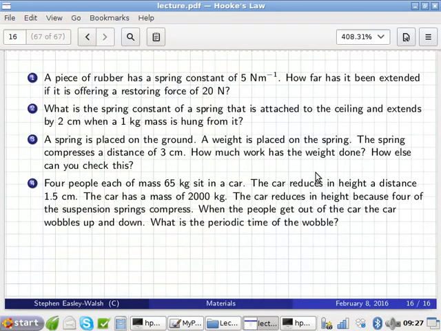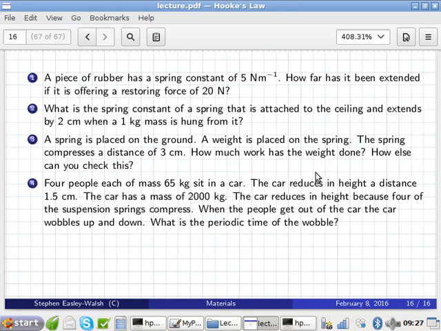Have a look. 4 people, each of 65 kilograms, sit in a car. The car reduces in height by a distance of 1.5 centimeters. The car has a mass of 2,000. The car reduces in height because the 4 people press down. When the people get out, the car wobbles up and down. What's the time here?